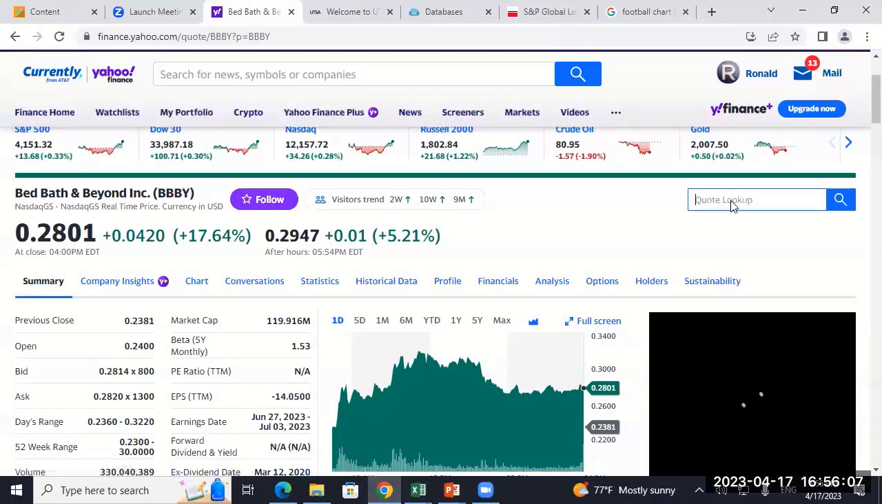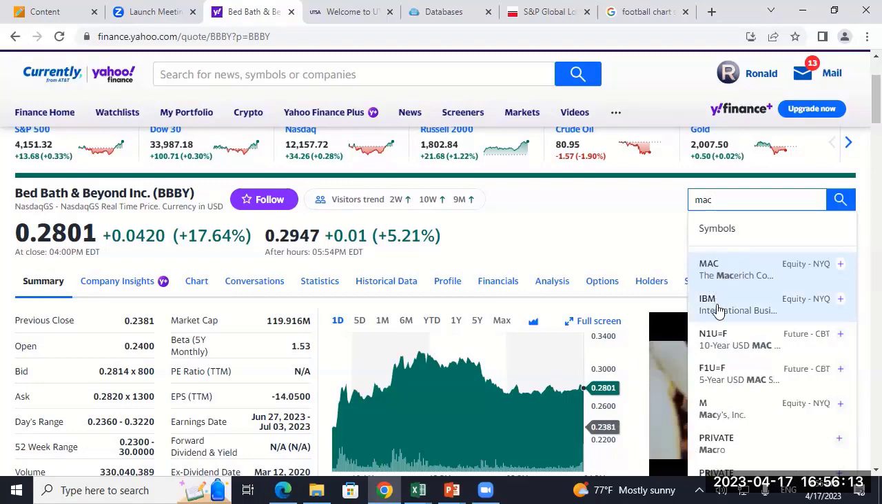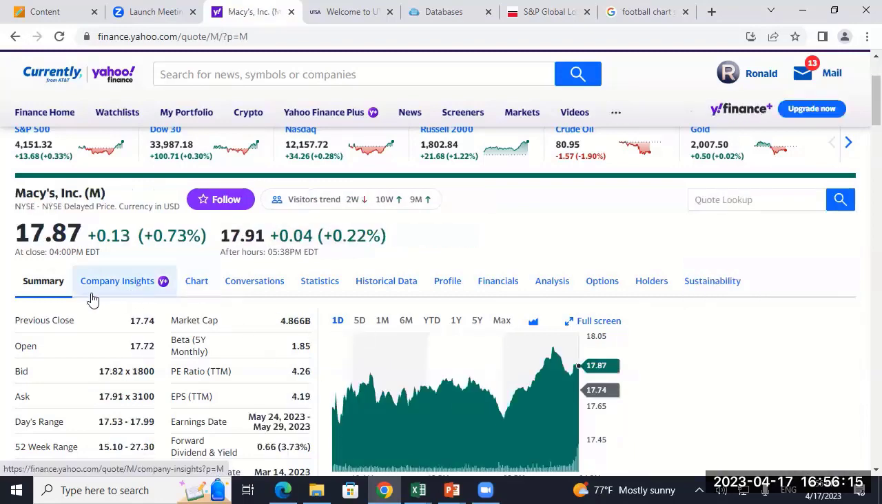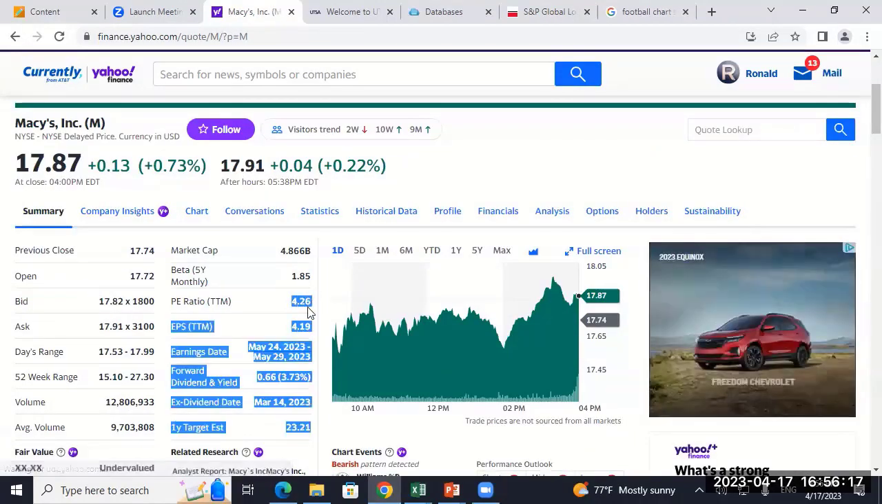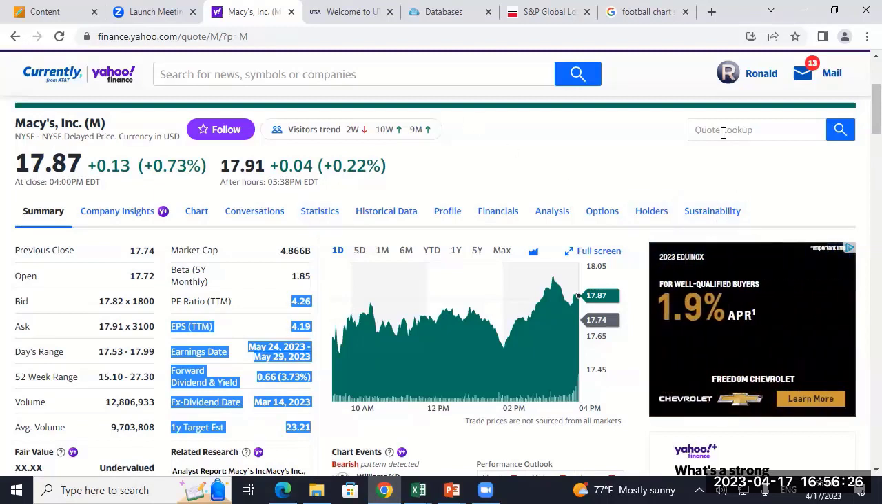Macy's, you might not even be able to. Where is Macy's? There it is. Look at that PE ratio, 4. That means if they don't grow their earnings at all, you'll get all your money back in 4 years. That's a pretty cheap stock.